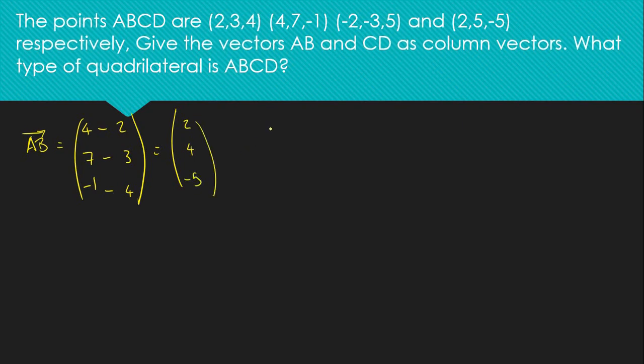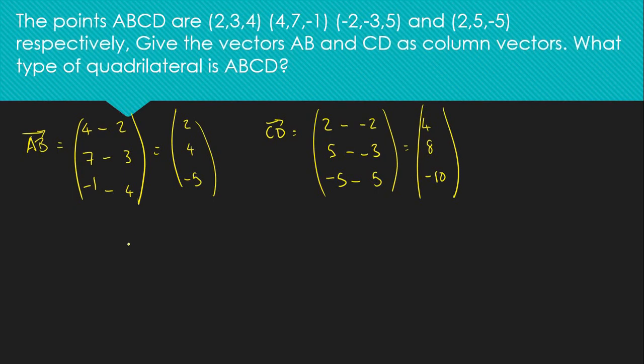Okay, that's AB. And then C to D is going to be the parts of D take away the parts of C. So we're going to have 2, 5 and -5, take away -2, -3 and 5, which is going to be 4, 8, so those two negatives will make a positive obviously, and -10. Okay, so the vector AB will look something like that, and the vector CD will look something like that.